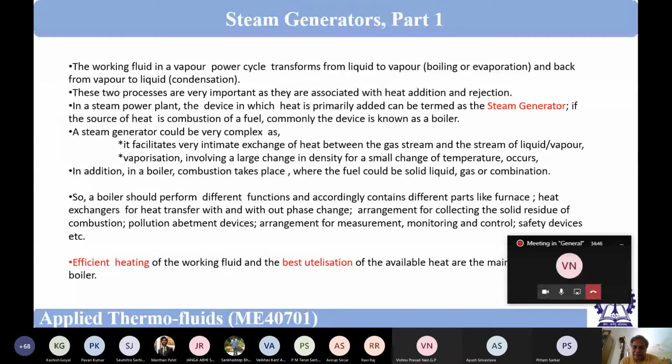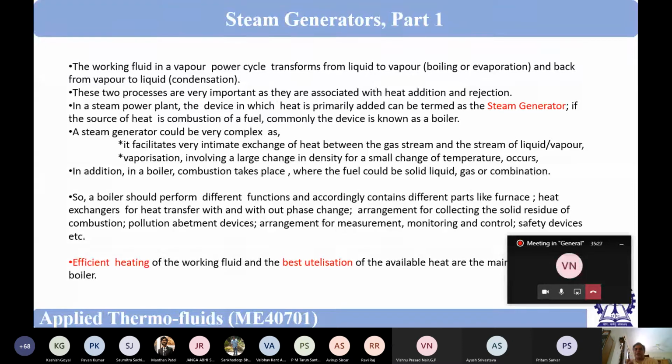And then if combustion is taking place, if coal is being burned, then ash will be there. So in the boiler, there should be some provision for collecting the ash, the larger ash particles and the smaller ash particles like fly ash, etc. So the solid residue of combustion has to be collected. Then there should be pollution abatement devices as far as practicable. Then in such a big equipment, there should be different kinds of meters, measuring devices, controlling devices, safety devices, etc.